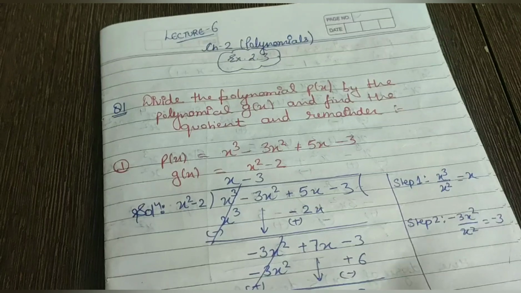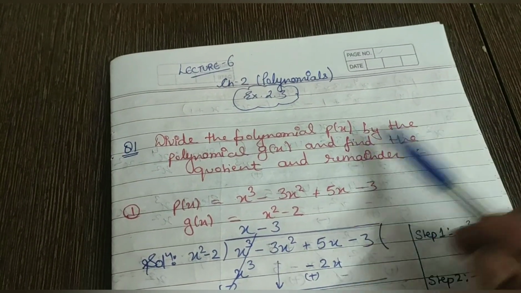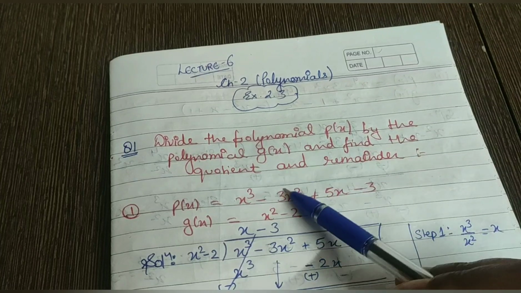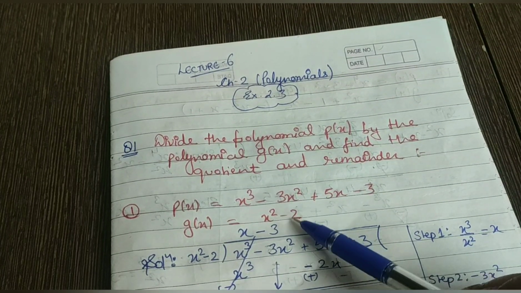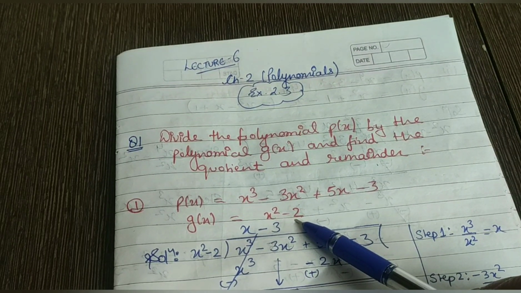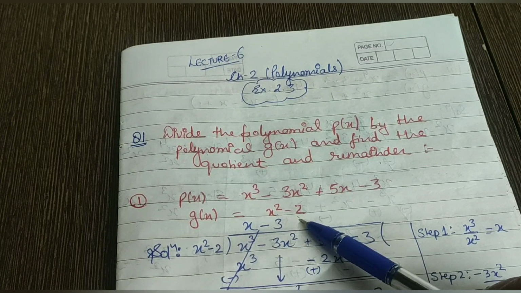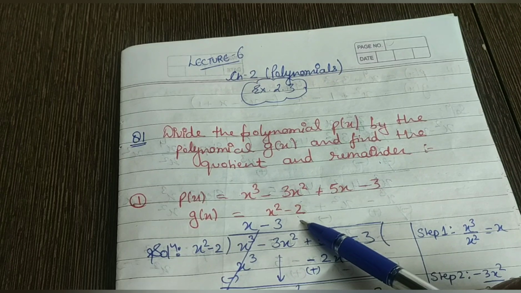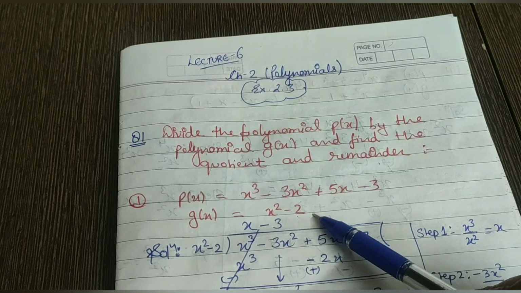So here the very first question is: divide the polynomial p(x) by the polynomial g(x) and find the quotient and remainder. Now here the polynomial p(x) is this and the polynomial g(x) is this, and I already discussed a very important point for this. Whenever we are dividing any two polynomials, first of all they should be arranged in descending powers of a variable, means they should be in standard form. So here you can observe both the polynomials are in standard form.